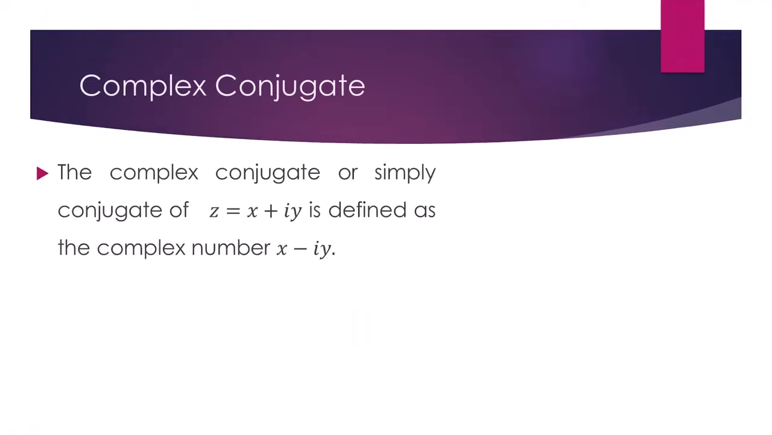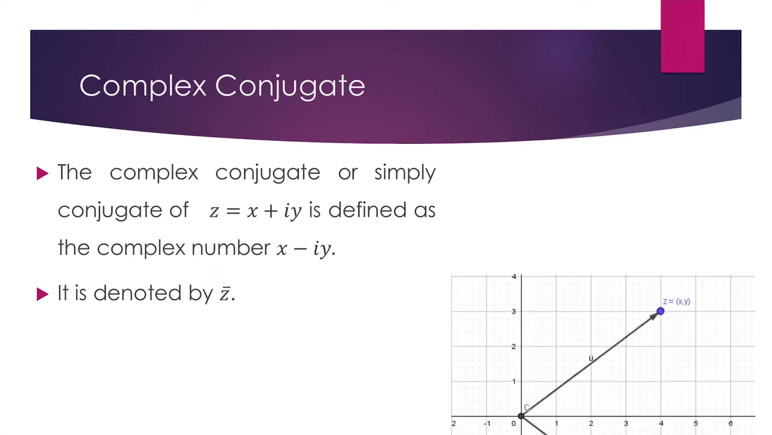പ്രൂവ് ചെയ്യാൻ പോകുന്നത്. So, what is meant by complex conjugate? The complex conjugate or simply conjugate of the complex number z equal to x plus iy is defined as x minus iy, and we will denote it by z bar.